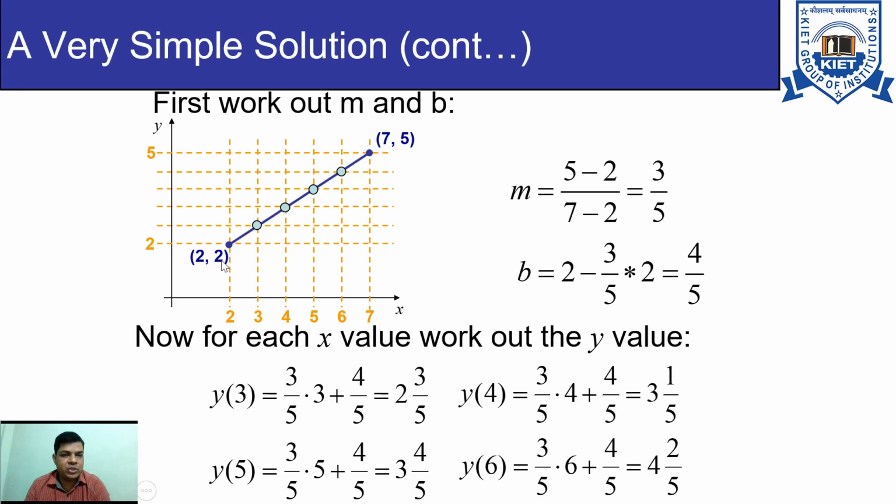We know the initial value is 2, so the next incremented value of x is 3, and we calculate the value of y at x equal to 3. From the simple equation of the line, we substitute the value of x, which is 3, the slope, which is 3 upon 5, and the intercept, which is 4 upon 5, and we get 2 3 upon 5. Similarly we do this for x equal to 4, 5, and 6: we calculate the value of y across all those values of x.